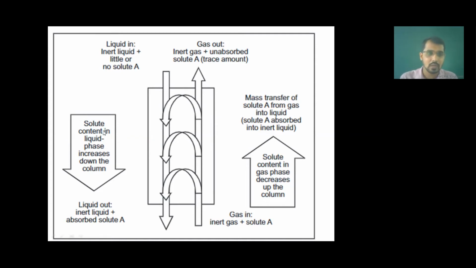And you can see here the solute content in the liquid phase increases down the column, because it is absorbing from the gaseous phase, and in the gaseous stream it decreases. The solute content in the gas phase decreases up the column, meaning gas is flowing from the downward to the upward section. In this manner solute content is decreasing, but in the opposite manner in the liquid it is increasing from the top section to the bottom section.